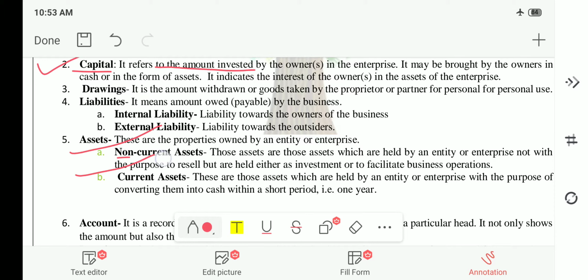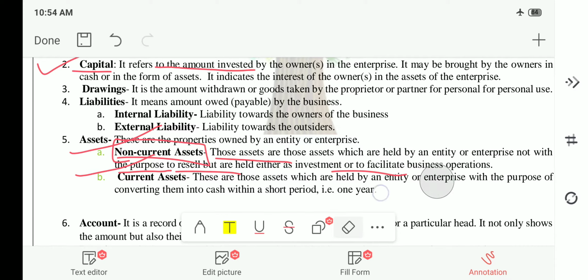What are non-current assets? Those assets are those which are held by an entity or enterprise not with the purpose to resell but are held either as an investment or to facilitate business operations. That means if you have bought a land for an organization to set up a new factory, then that land will act as a non-current asset, because the organization has bought it not to resell that land, but in order to create a new factory or a new building for the organization.